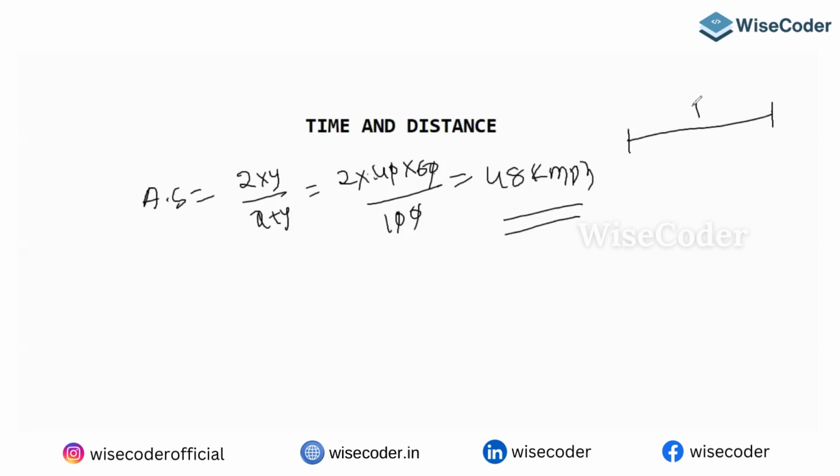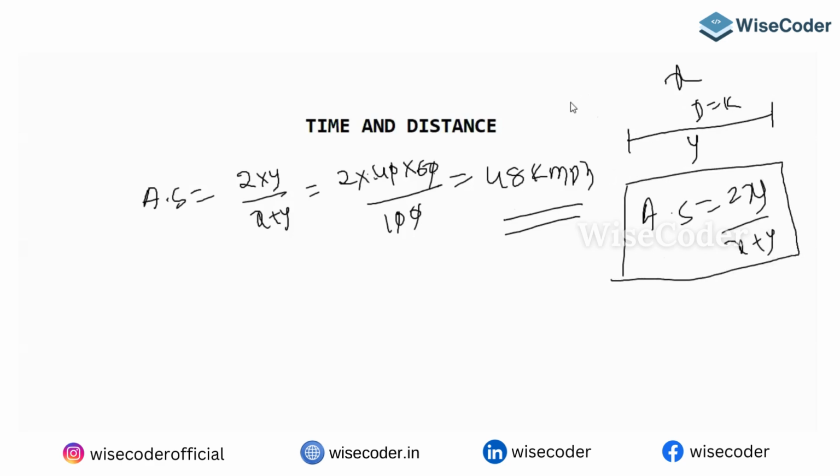Guys, please mind it. This is when the distance is constant. Then only you have to use this formula. He is going with x kilometer per hour and coming back with y kilometer per hour. Then only the average speed will become what? 2xy by x plus y. Okay, then only you have to use this. Okay, I hope this is clear.